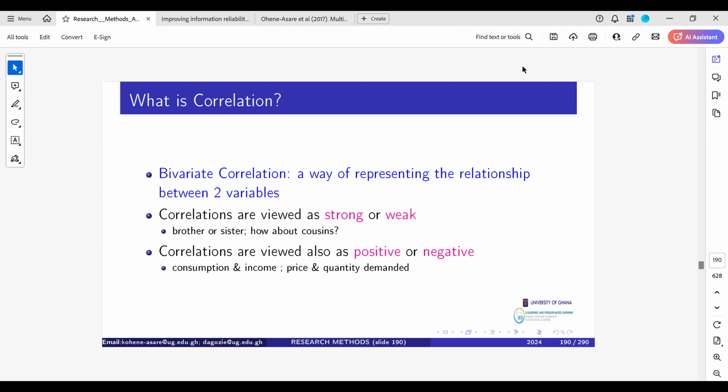Now, correlations are viewed as strong or weak. For example, the relationship between a brother and a sister is strong, but that of cousins can be weak. A correlation can also be positive or negative. For example, what do you think is the relationship between consumption and income? Is it positive or negative?